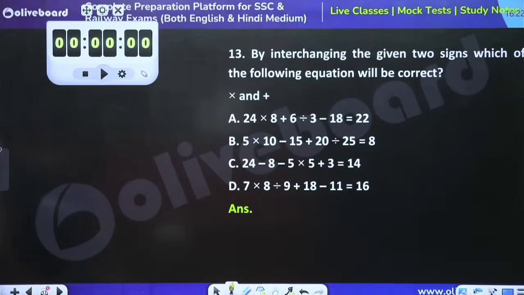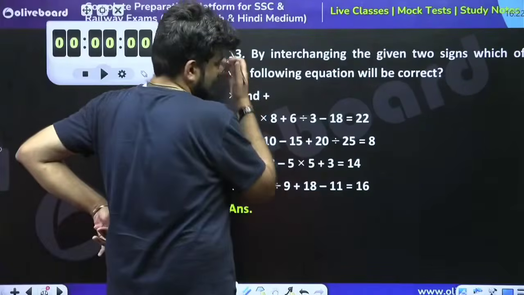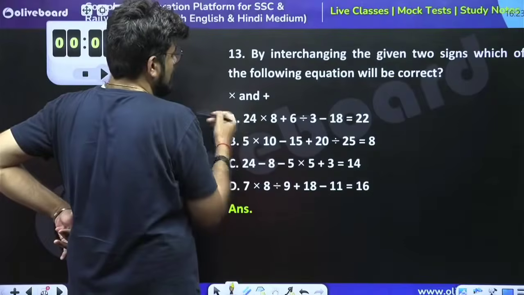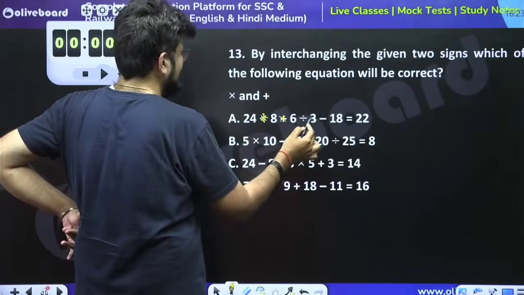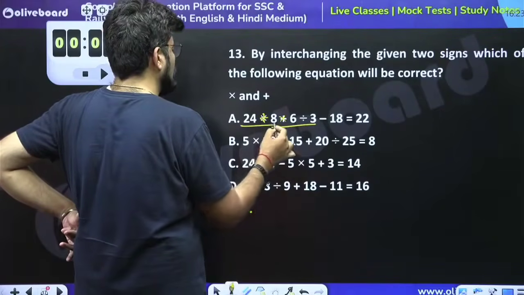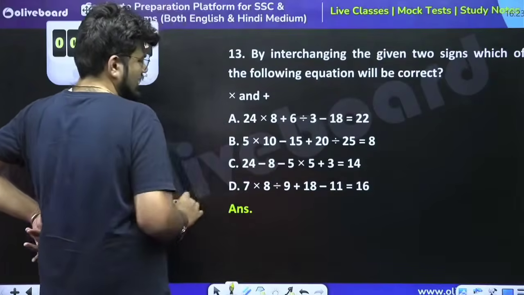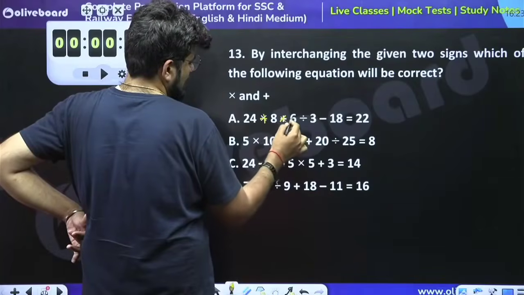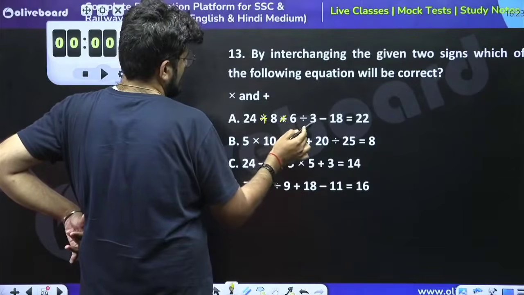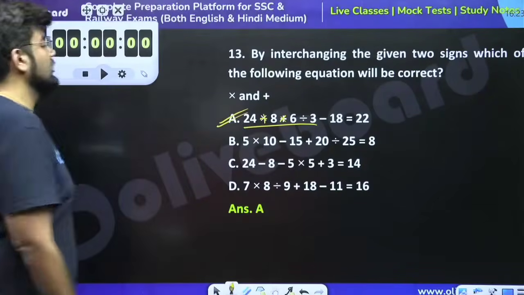Which of these equations will be correct? Okay, I'm getting answers already. Good job. If it's A, then it's very lucky because the first option you check gives your answer. Into and plus, if you change here. So this is 3. 3 into 8 is 24. 24 plus 20, 48. 48 minus 18 is not 22. How come you're saying A? Oh, 16. Sorry, my bad. 16 plus 24, 40 minus 18, 22. Yeah, option A is the right answer. Next.